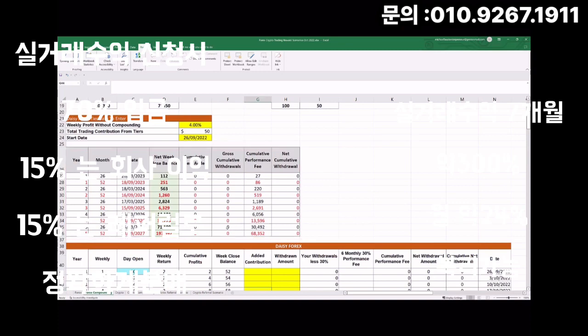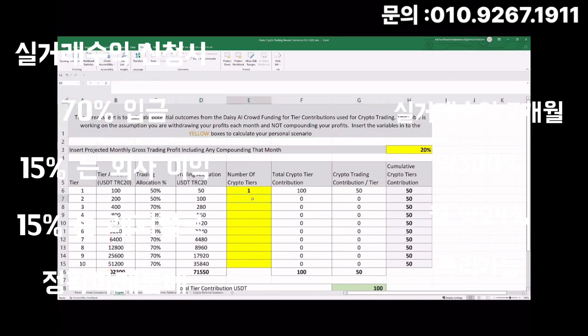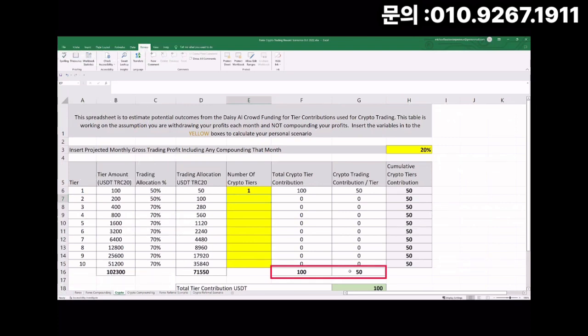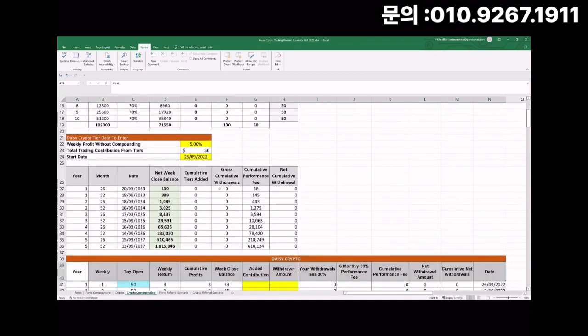Now, it does exactly the same thing with crypto. So with the crypto crowdfund, there is no momentum packs. So you just enter in the number of tiers that you have. The same principle applies. It'll adjust what you have in out-of-pocket cost and also how much is going to the trading pool. And the same with the compounding. It will give you a 6-month summary.